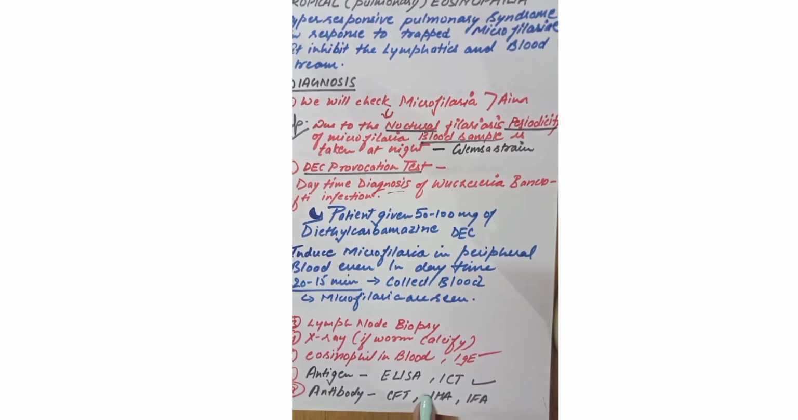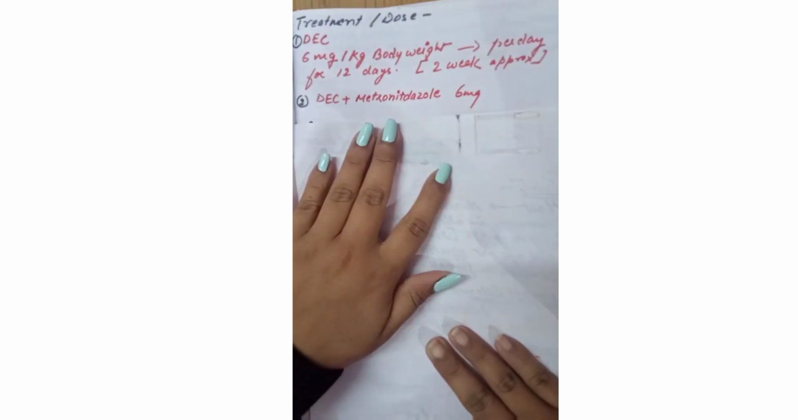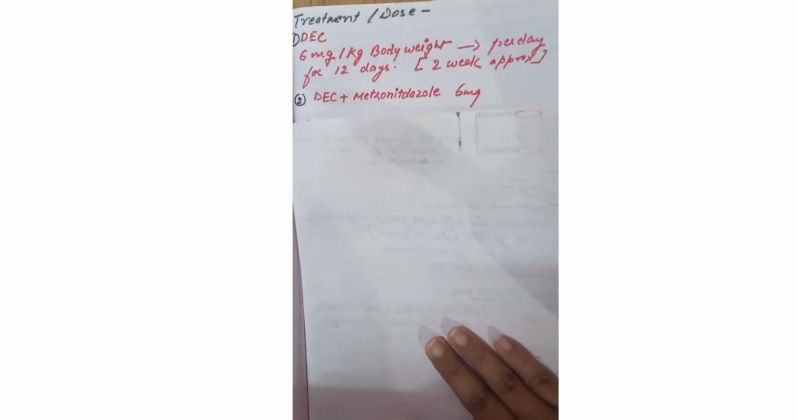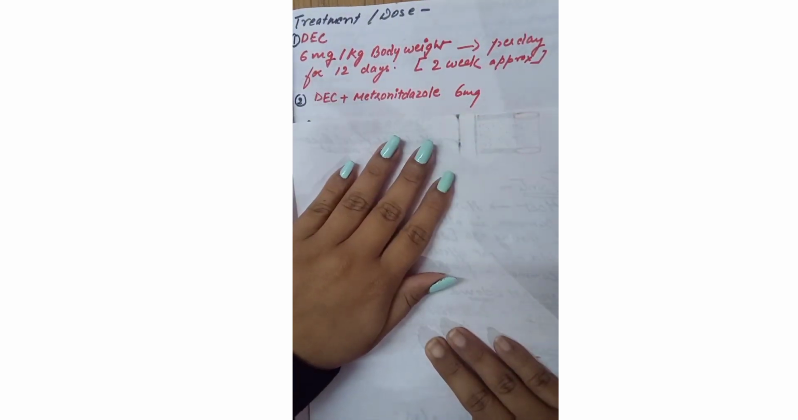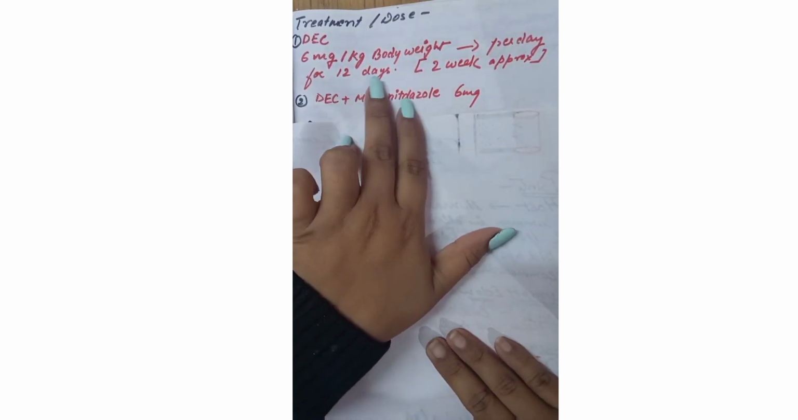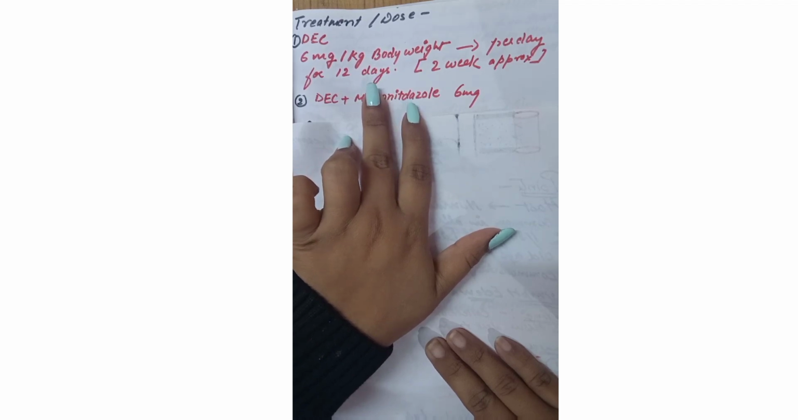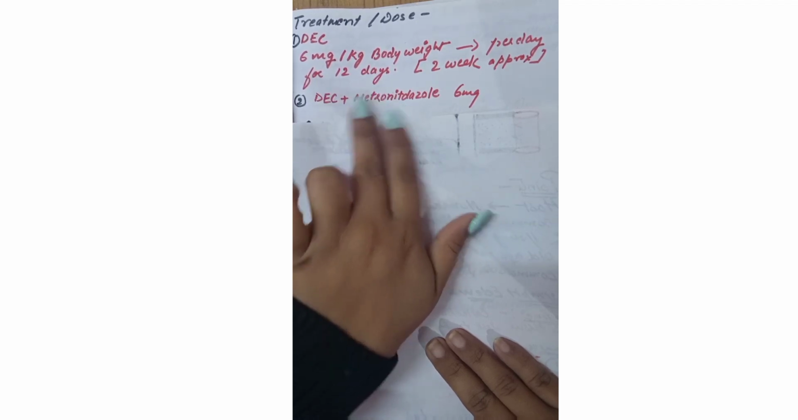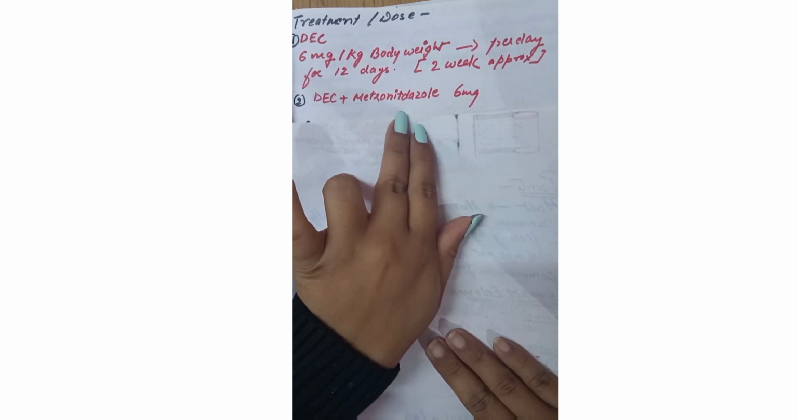फॉर द ट्रीटमेंट पार्ट व्हाट वी कैन डू इज़ दैट हम लोग DEC देंगे, दैट इज़ डाईएथाइल कार्बामाजीन 6 mg पर kg बॉडी वेट के हिसाब से देंगे। पर डे देना रहता है, 12 दिन तक ये डोज चलेगा। ऑल्सो हम लोग DEC के साथ मेट्रोनिडाजोल भी दे सकते हैं 6 mg, ठीक है। ये इसकी ट्रीटमेंट हो गई.